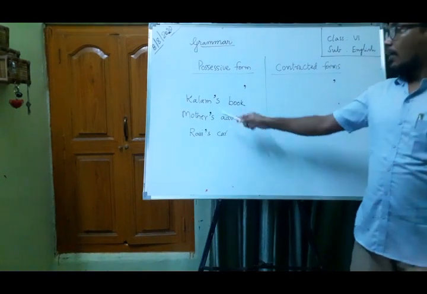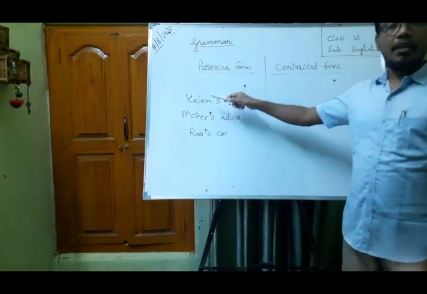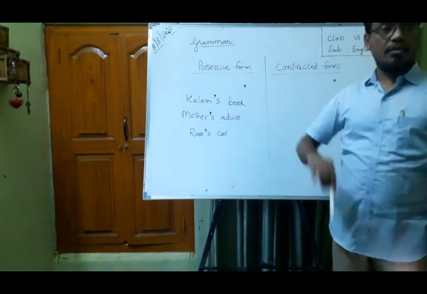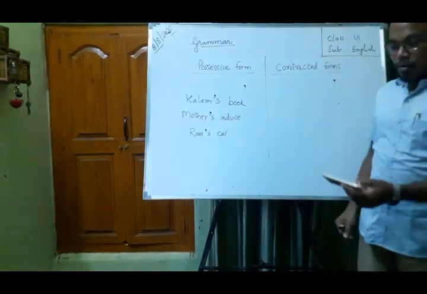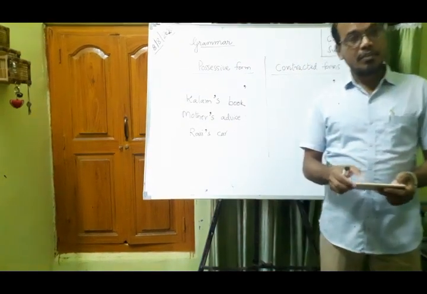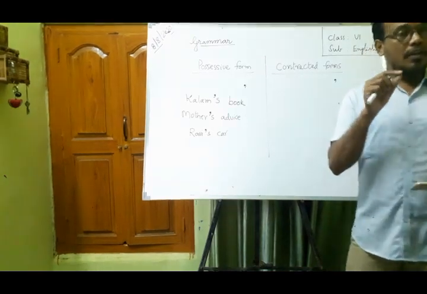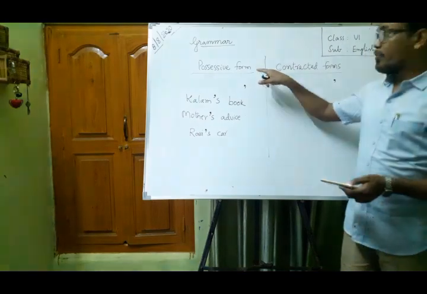All of them are nouns. See, Kalam, mother, Ravi. They are nouns. So the possessive form is used with nouns. That is the main point you have to understand. So here in the paragraph, Andrew. What is it? A noun, right? So the possessive apostrophe is used with a noun. That's why it is called the possessive form.